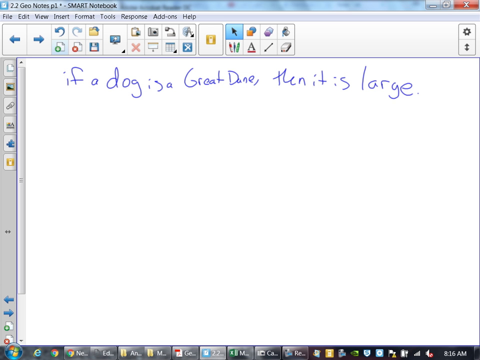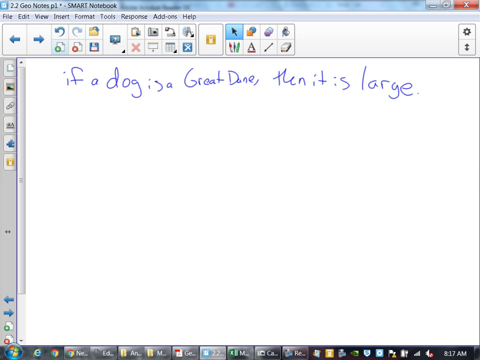Here is your conditional statement, okay? Here is your conditional statement. What I'd like you guys to do is to go through and take a second and try to write it out in the other three formats. Remember, your conditional statement is your P implies Q, converse is Q implies P.